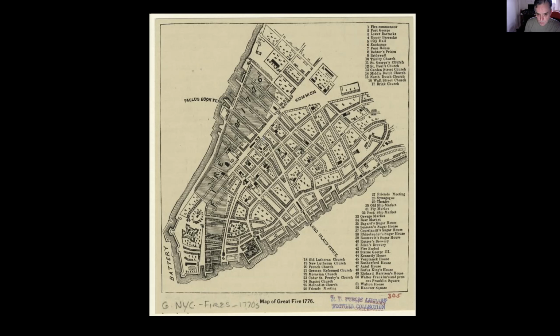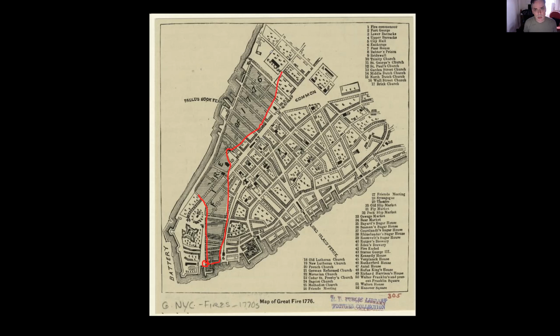And so the fire started, there was a tavern down here somewhere, and it worked its way north. Oh, sorry, here it is. This is the path of the fire. You can see that's in the shaded area here.